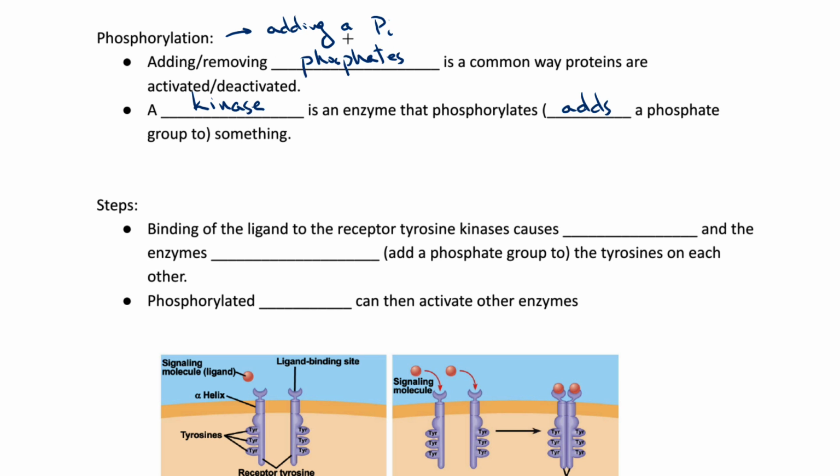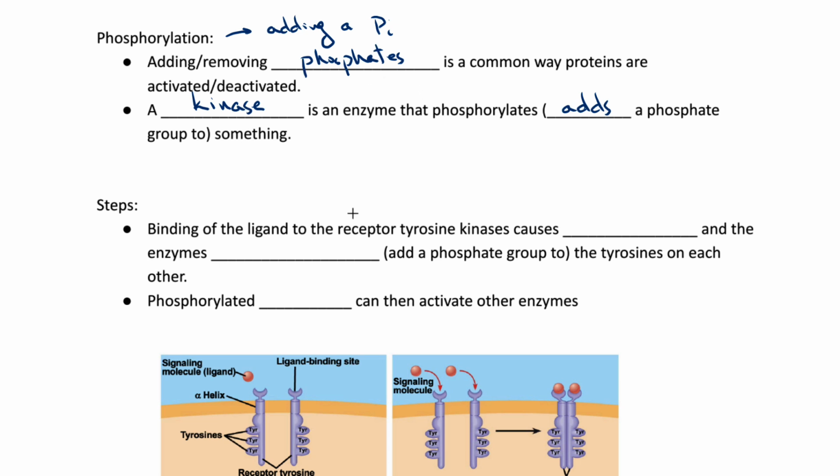Now, why does adding and removing phosphates activate or deactivate proteins? Well, phosphates are charged, and if you add them to a protein, then it makes that region more hydrophilic. That can change the shape of the protein, and remember that the shape of a protein dictates its function in large part. So adding and removing phosphates is a very common way that proteins are activated and deactivated.